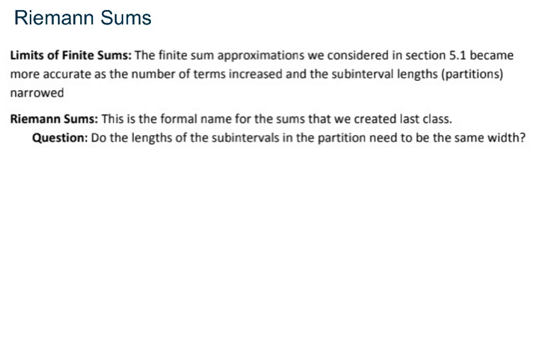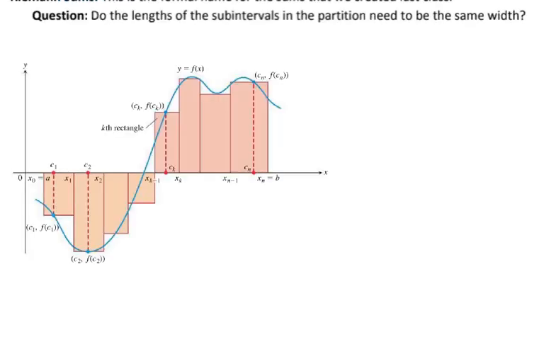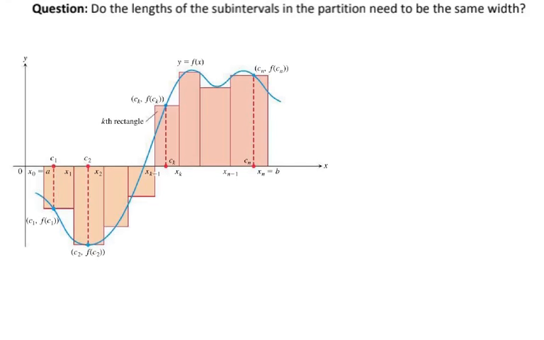But my question is, do the lengths of these subintervals in the partition, right, do all of those rectangles have to be the exact same width? So let's look at a picture. Here we have a curve, and there are numerous rectangles drawn on this curve. But one thing you might notice is we have this short or narrow width rectangle, and then some of these rectangles may have a wider width.